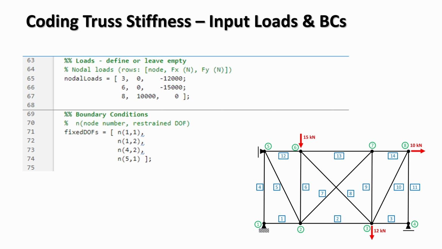These specify which degrees of freedom are restrained. The code uses the degree of freedom numbering that we established earlier, so we refer directly to entries in the degree of freedom mapping matrix. For example, node 1 is a pin, so it is fixed in both the x and y directions. So both its horizontal and vertical degrees of freedom are restrained. The other supports are roller supports, so they only restrain one direction. Together, the loads and boundary conditions now fully define how the truss is acted upon and supported, completing the input required before assembling the global system.